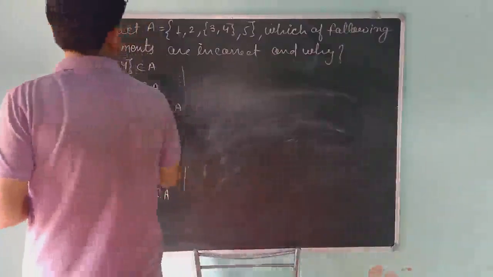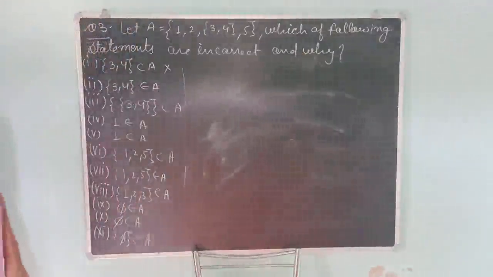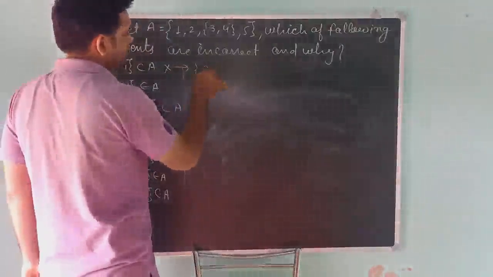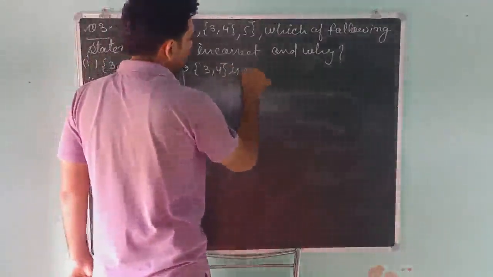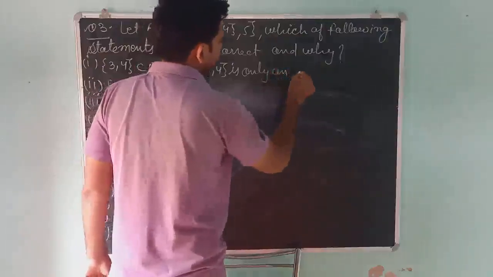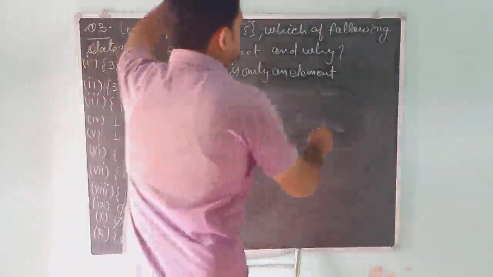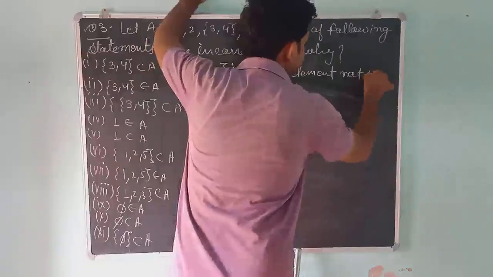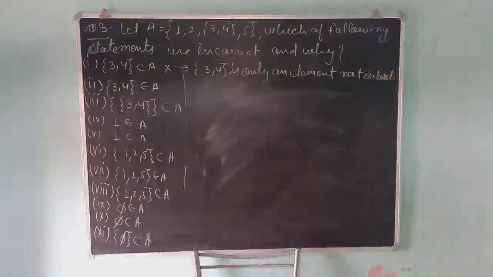Students, this is incorrect, okay, and why? So you will write here: {3, 4} is only an element, not a subset. So {3, 4} with bracket is only an element, not a subset. Okay students, now we will move on to the second part.